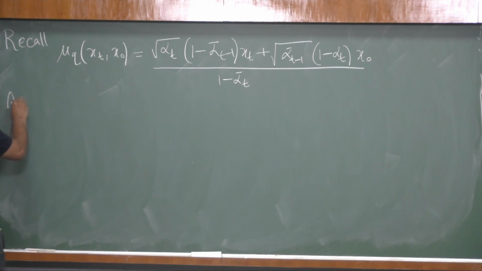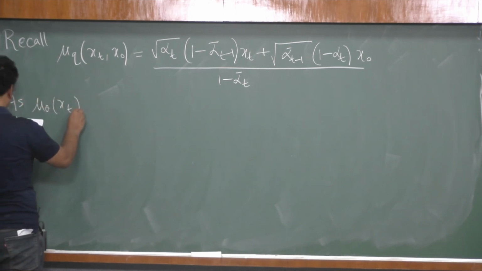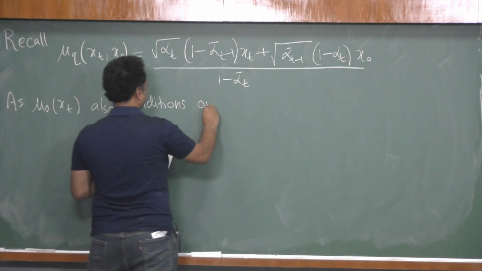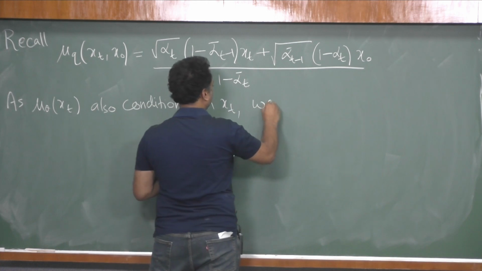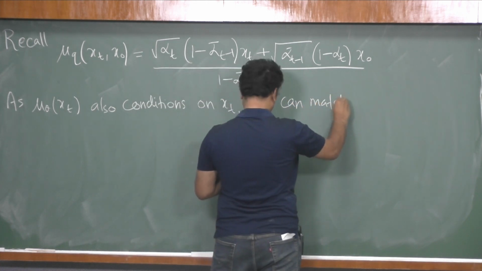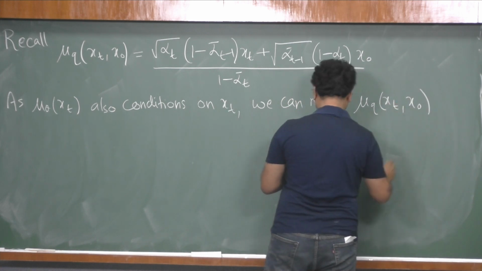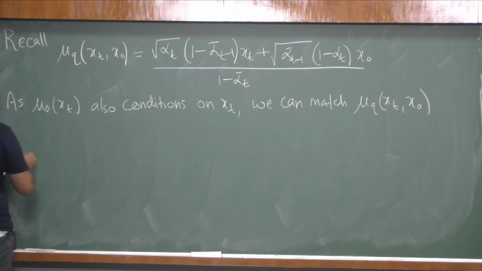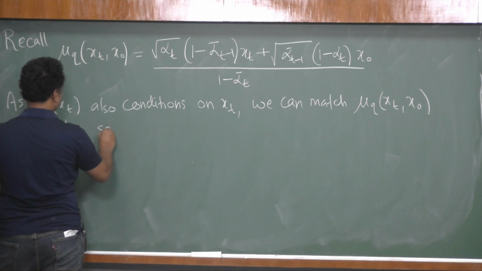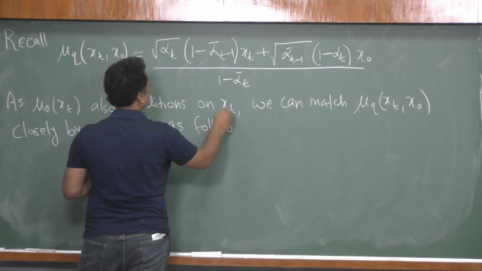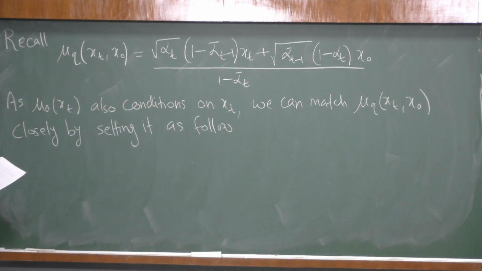As mu theta of x_t also conditions on x_t, we can match mu q of x_t, x naught closely by setting it as follows. As I said, the plan is to keep the first term and then predict the second term. So let us do that.